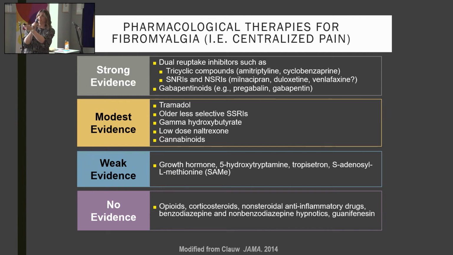But low-dose naltrexone has modest evidence. Cannabinoids has really good evidence as well, modest evidence. There's no evidence for opioids, corticosteroids, or non-steroidal anti-inflammatory drugs. But remember, there are 3 buckets of pain. You can have your nociplastic pain or your centralized pain due to fibromyalgia, but just because you have fibromyalgia doesn't mean you don't have osteoarthritis or something else going on that you might benefit from taking those medications. So when you look at this slide, it's really meant to be for fibromyalgia, okay, nothing else.